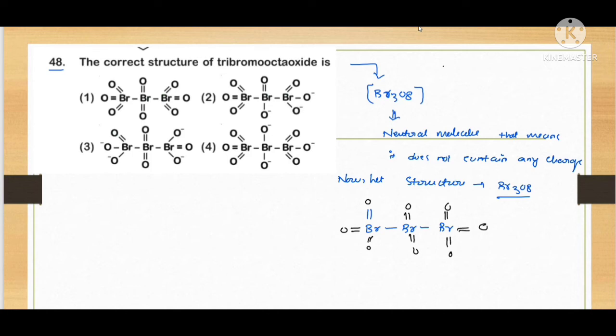Here bromine belongs to group 7. It has 7 electrons. Now let us count whether it satisfies its 7 electrons or not. 1, 2, 3, 4, 5, 6, 7. Okay.